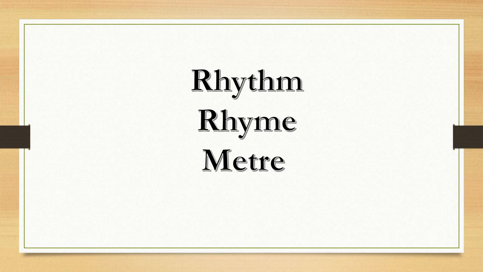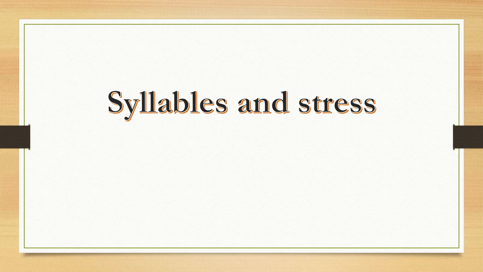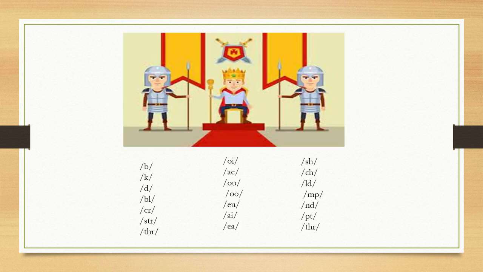So, in order to find out the meter of a poem, we have to have a sound knowledge of syllables and stress. Syllables are all about speech sounds. Generally, a syllable is larger than a phoneme and smaller than a word. Basically, all syllables have a vowel sound. I will introduce this picture throughout my presentation, then you will be familiar with this concept, vowels and consonants. In each and every syllable, there is a vowel sound.